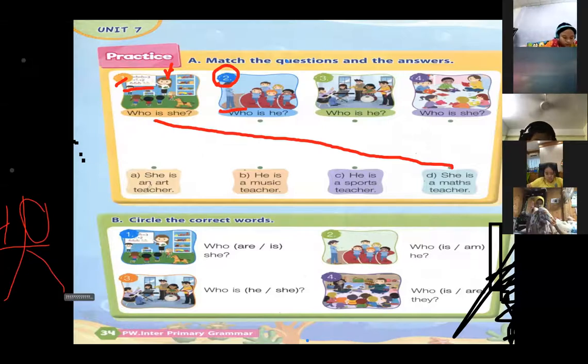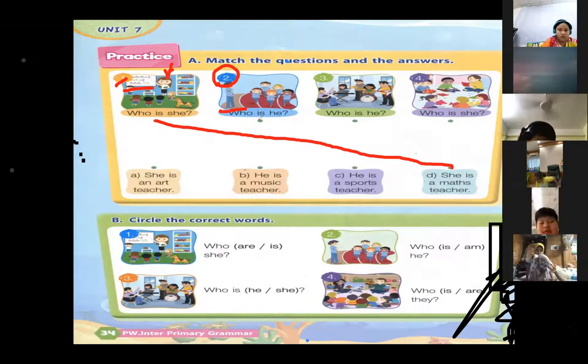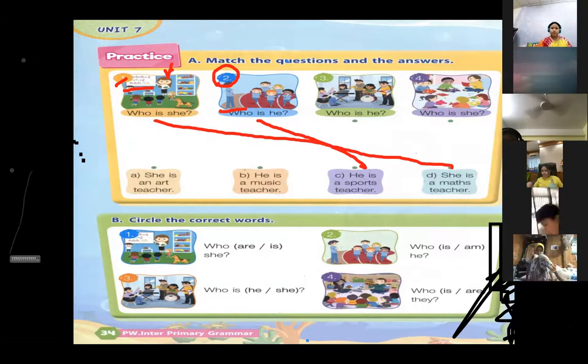A, she is an art teacher. B, he is a music teacher. C, he is a sport teacher. Can you see what he is doing? Letter A, B, or C? C. Okay, very good, Bami. He is a sport teacher, because as you can see, they are in the field, and the kids here are running.